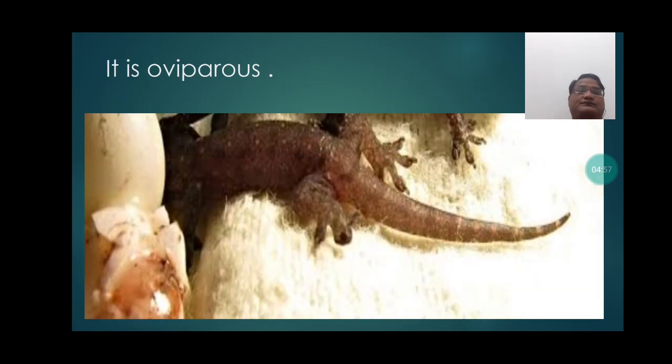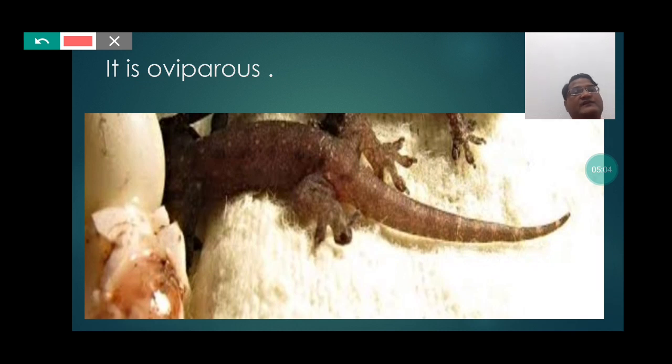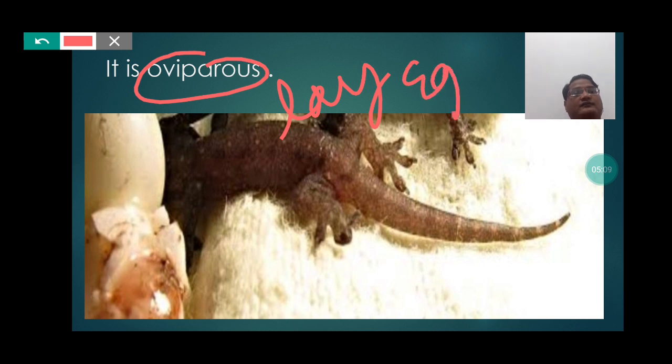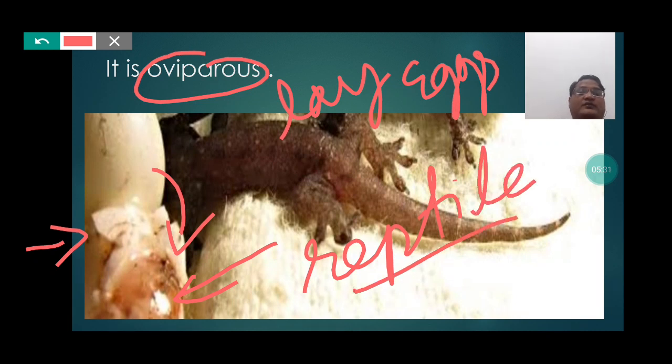It is oviparous. Students, mostly the reptiles are oviparous, that is, they lay eggs. So students, we can understand the concept of oviparous with the help of this picture, where we can notice that eggs are being hatched, and from the hatched eggs new offsprings of the reptiles are taking birth.